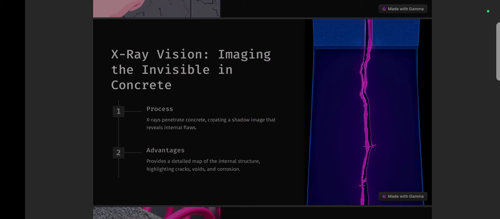Advantages: it provides detailed images of subsurface structures, and it can detect both surface and internal issues in real time, and it is non-invasive and can cover large areas efficiently.